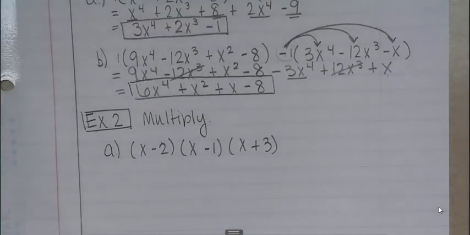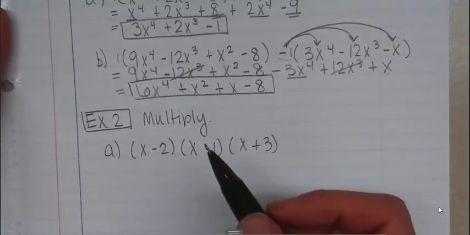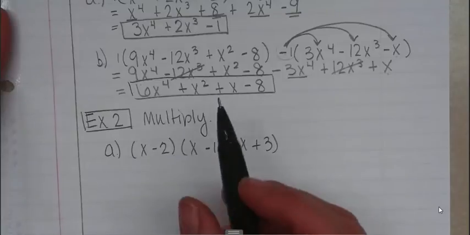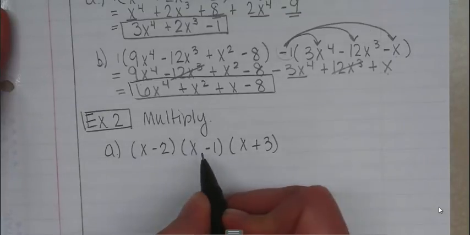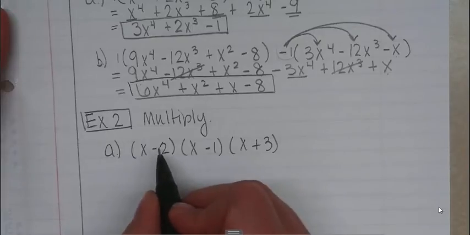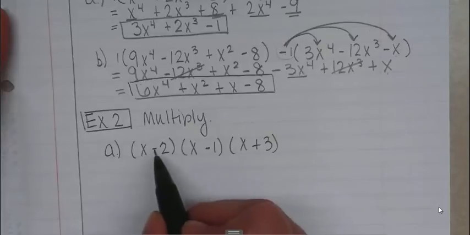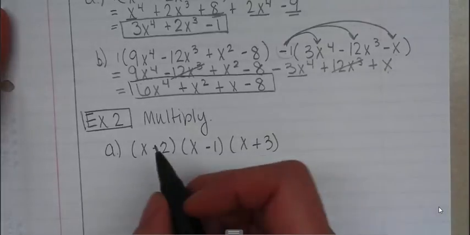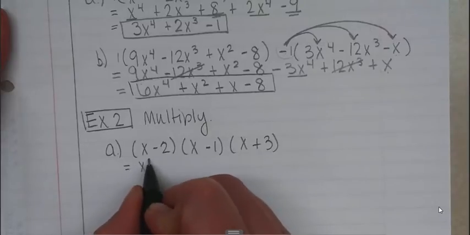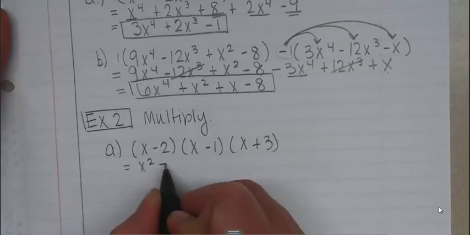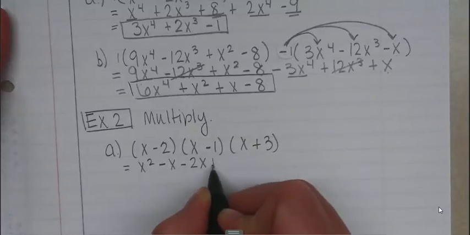Okay, so the way that I do this is I always start with the first 2. I mean, multiplication is commutative, so you could go in any order that you want, but why not just deal with the first 2 first? Okay, so when I distribute the first 2, you can think of this as FOIL, you can think of it as double distribute, you can think of it however you want, but I'm going to distribute, and I'm going to get x squared minus x minus 2x plus 2.